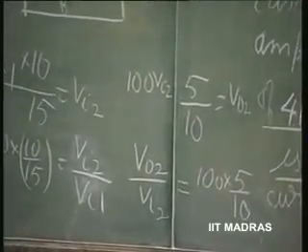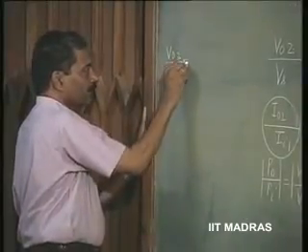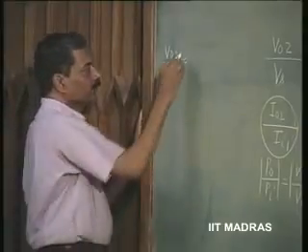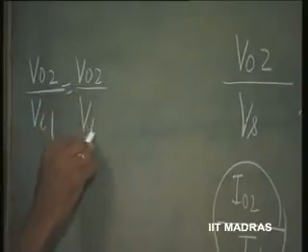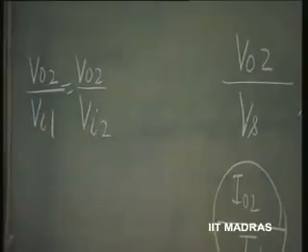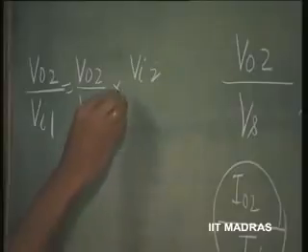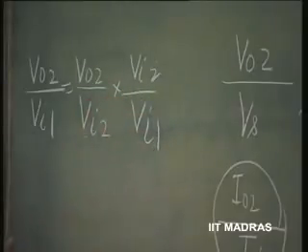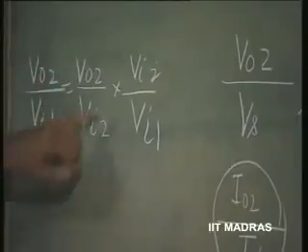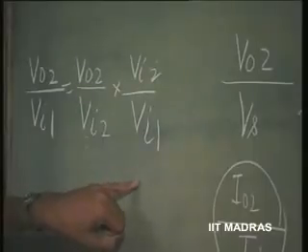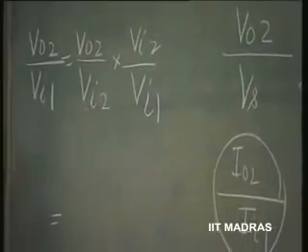We want V naught 2 divided by V I 1 as the gain, which can be written as V naught 2, that is the final thing, divided by V I 2, into V I 2. So, V I 2 V I 2 gets cancelled, divided by V I 1. Is this clear? V naught 2 by V I 1 can be written as V naught 2 by V I 2 into V I 2 by V I 1 mathematically. So, this is simply multiplication of these two factors, which we have already evaluated.